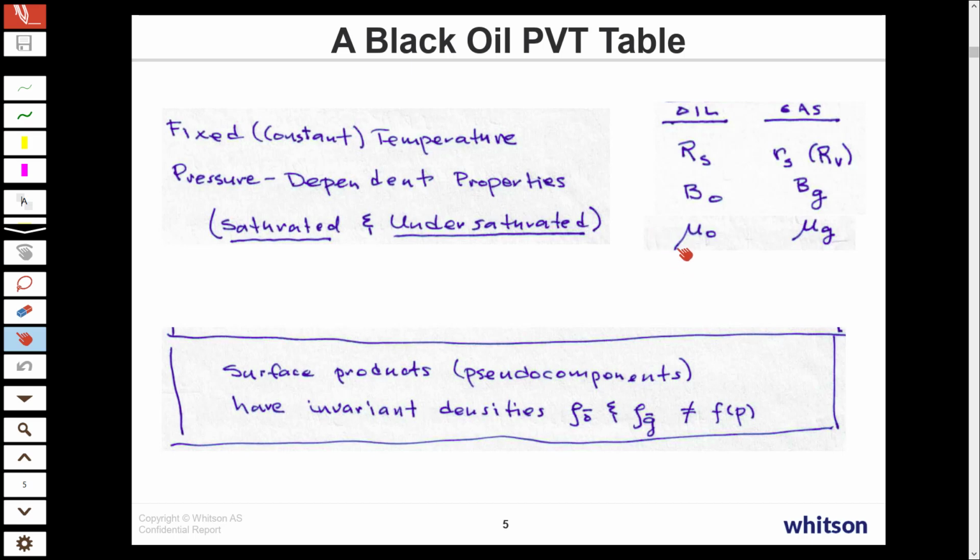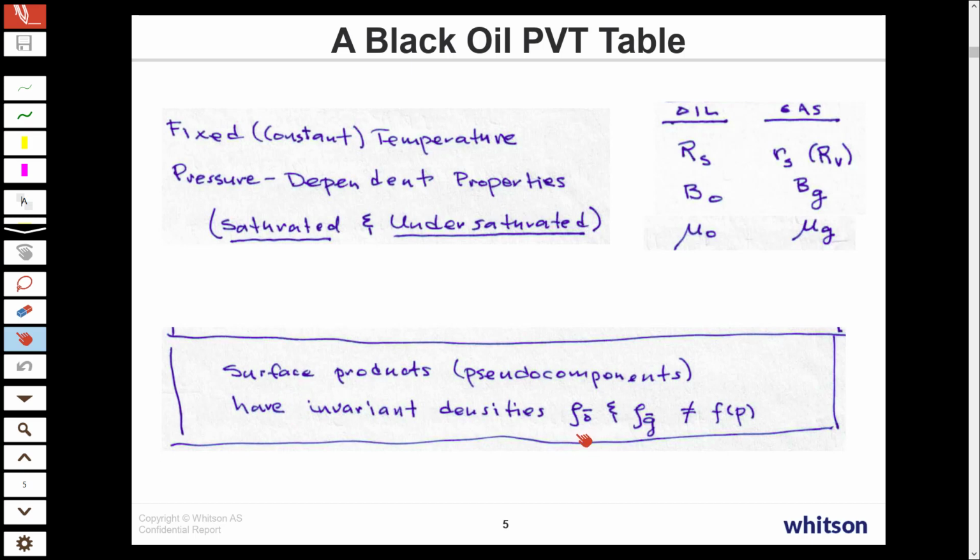The 6 pressure-dependent properties: capital RS, little rs, BO, BG, and mu O, mu G. Now, in addition, for the last 4, BO, BG, and mu O, mu G, those properties will be specified as saturated properties or undersaturated properties. And these are very important to differentiate, and we'll come back to how that's identified and defined in the black oil formulation.